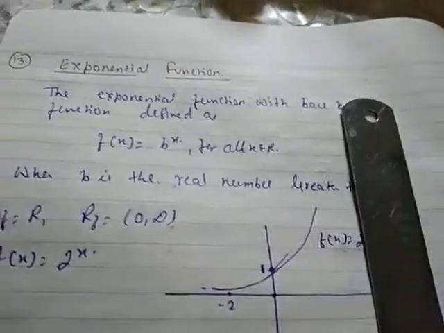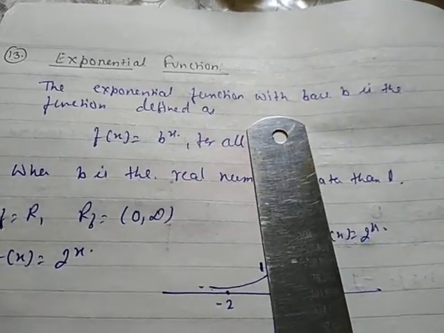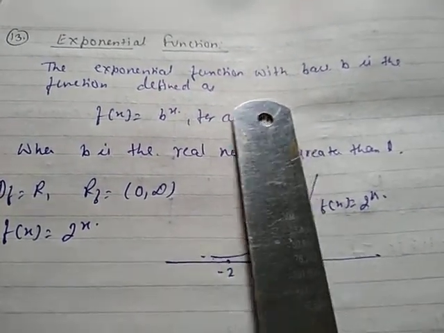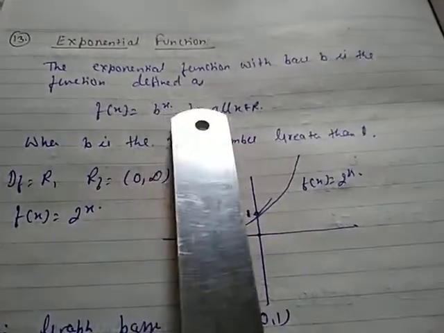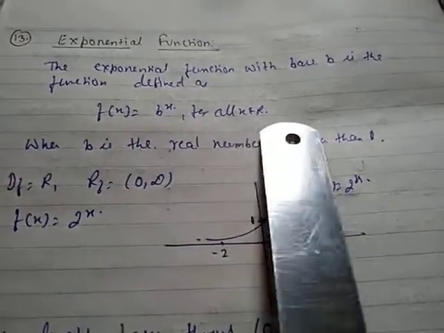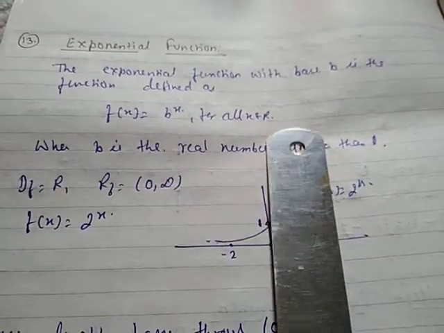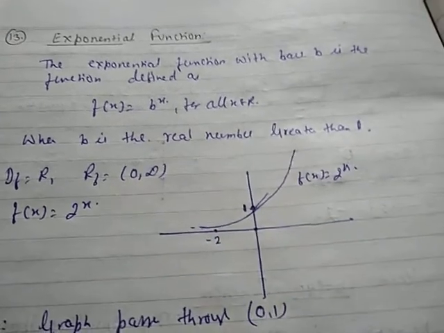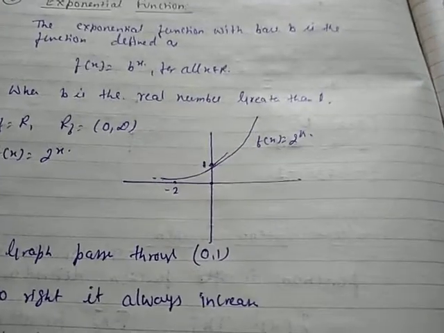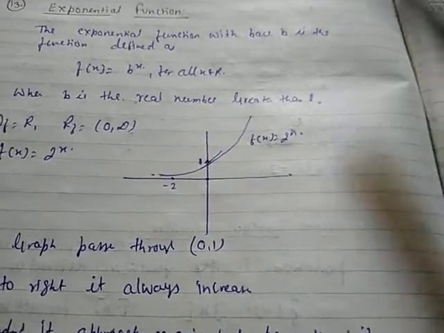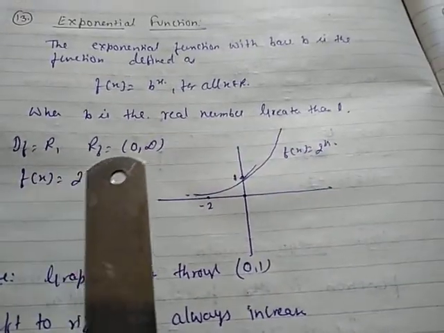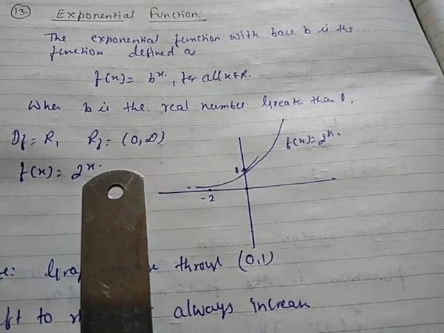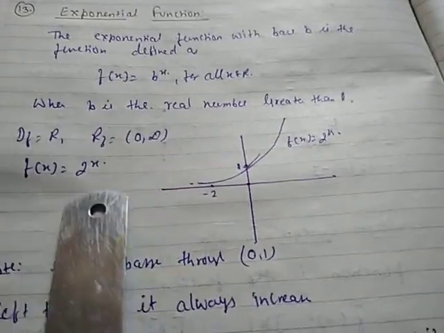Next is the exponential function. The exponential function with base b is the function defined as f(x) = b to the power x for all x belongs to R, where b is any constant value. That means y equals 10 to the power x, 2 to the power x, this kind of function will also come. So this is called your exponential function. The domain of the function is the real numbers and the range is 0 to infinity. I have taken one example, 2 to the power x.